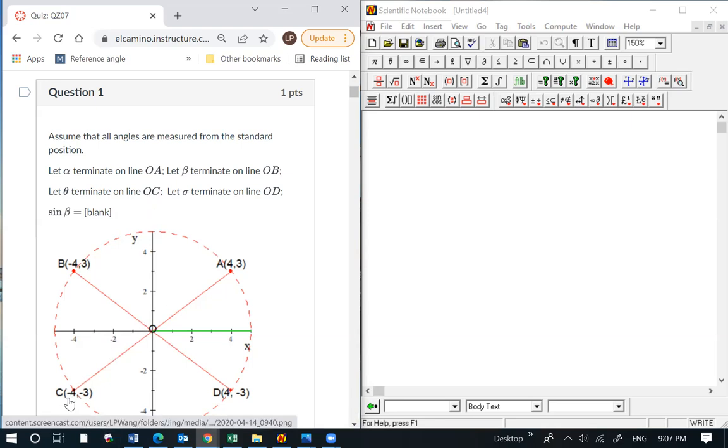Point C is (-4, -3), and theta terminates on OC. And this symbol is called sigma. Sigma terminates on OD, so we have a point on the terminal, which is (4, -3). A circle is drawn because we will need the radius.